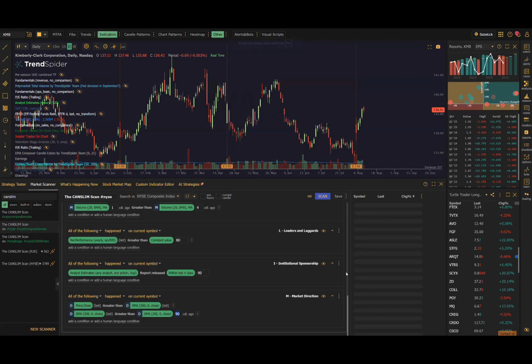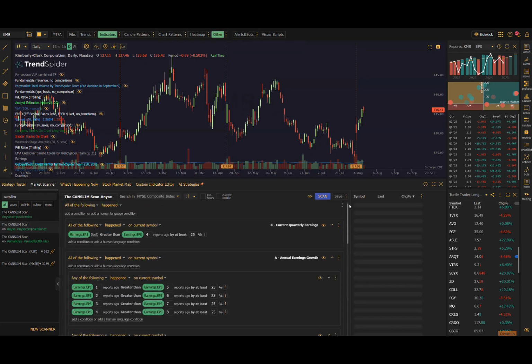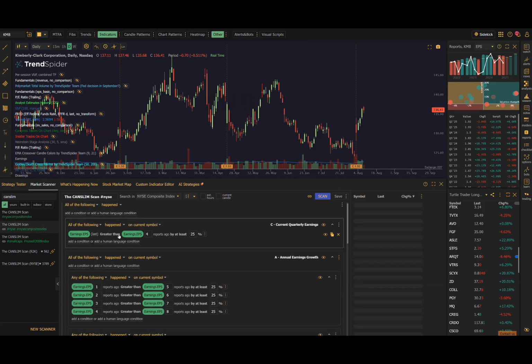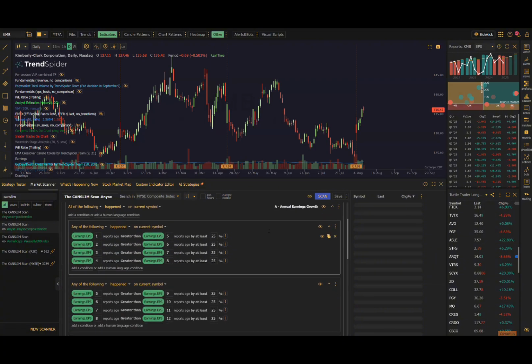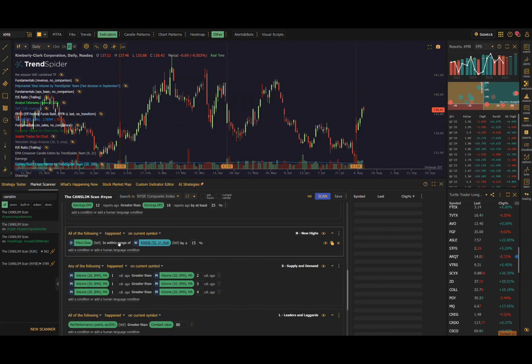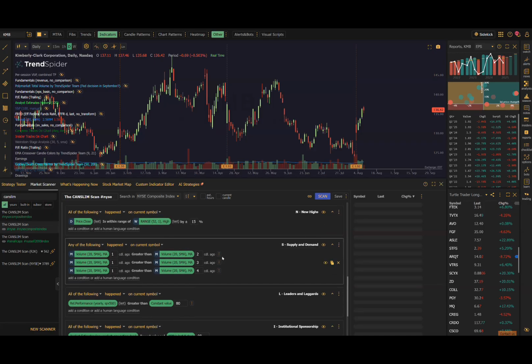As you can see, the scans can go very, very in depth, and we do commonly create these in-depth scans for you guys. For example, with this one, the EPS has to be greater than it was 4 reports ago by 25%. Then we have the annual earnings growth, which is basically EPS from a quarter ago being greater than it was a year ago by 25%. And that's for like 2 years straight. You see all these quarters. For new highs, we put in that the stock is within 15% of its 52-week high, with higher than average volume.